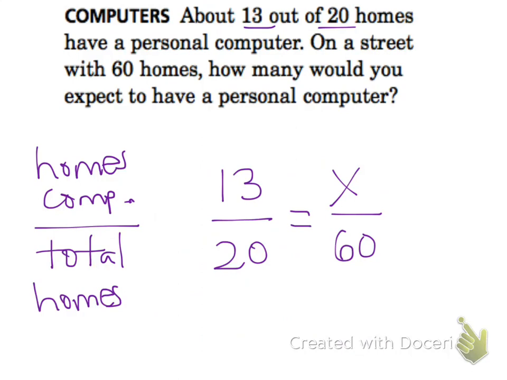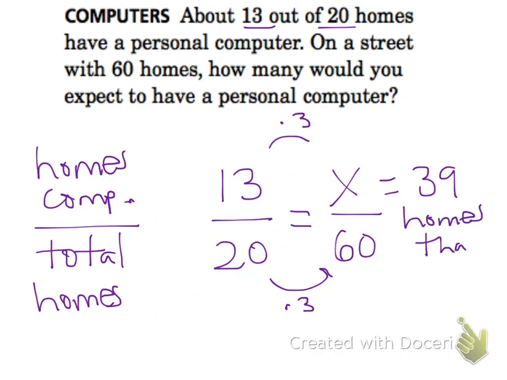So I'm not going to cross multiply and divide here because I know quickly that I just need to multiply by 3. So x equals 39. And it's 39, how do I label it? Homes that have a computer. Holy cow. Can you read any of that writing?